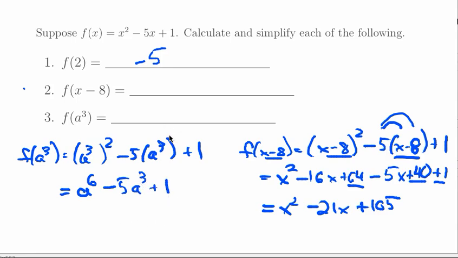So that does it for the first parts. I guess I should write these up here. Again, each of these problems is obtained by simply evaluating the input in where the x is. So a to the 6th minus 5a cubed plus 1.